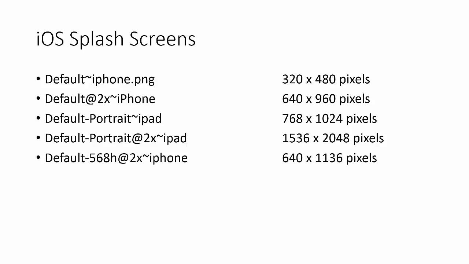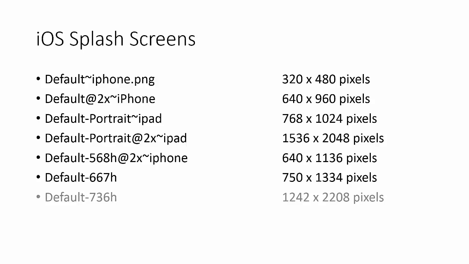Default-568H at 2 times for iPhone at 640 by 1136 pixels. This is for iPhone 5 and they only come with the retina display. Default 667H at 750 by 1334 pixels is for the iPhone 6, and default 736H at 1242 by 2208 pixels is for the iPhone 6 Plus.